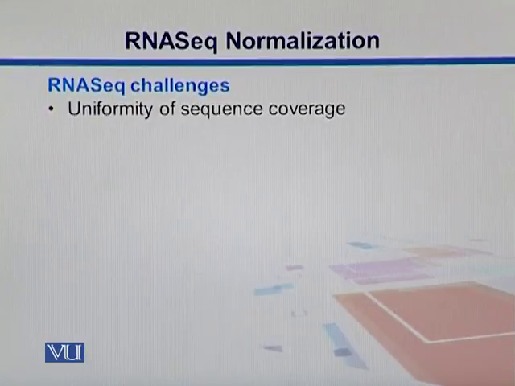So RNA-seq has some challenges. There is uniformity of sequence coverage. So the sequencing reads which are coming from different regions of a genome or a transcriptome, are they uniformly derived from each area? That is an important aspect to cover.